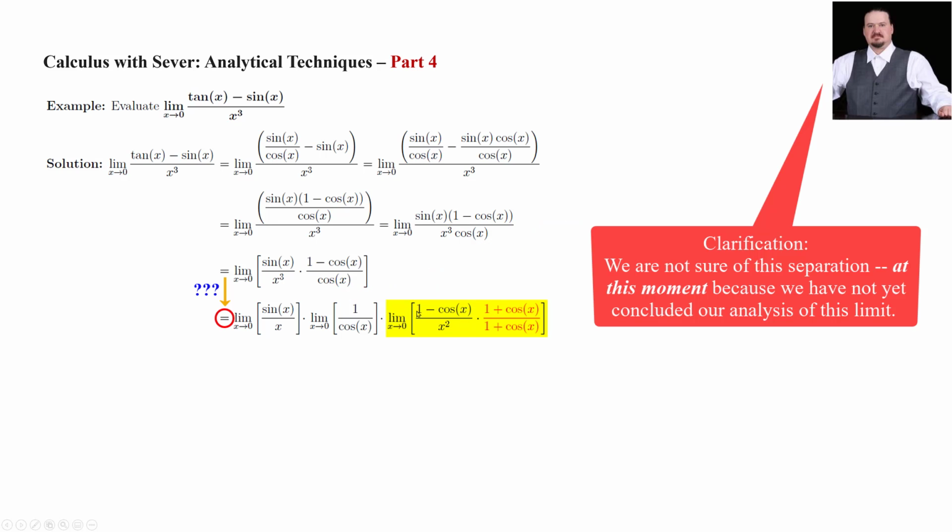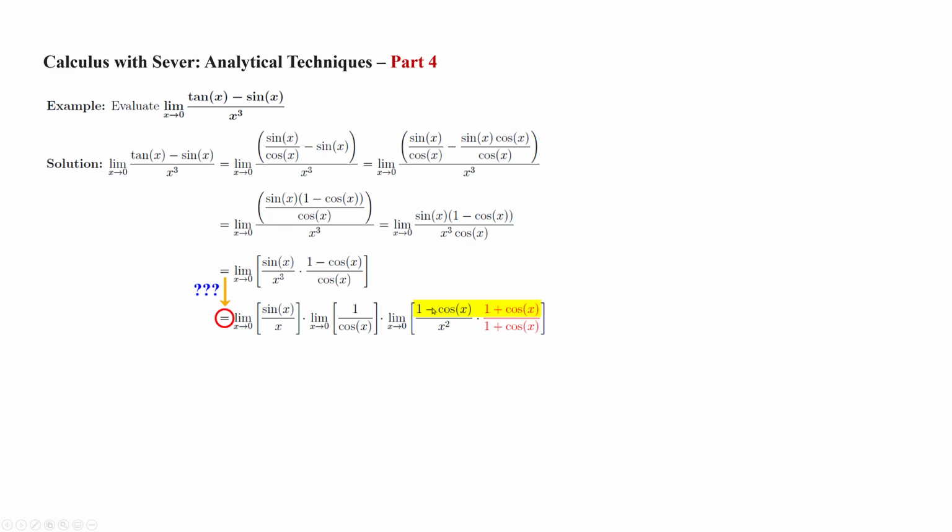Okay, so when we multiply these two terms, we can anticipate this is the difference of squares. So we're going to get 1 minus cosine squared on the top. And in the denominator, I'm just going to get the product of these two terms.